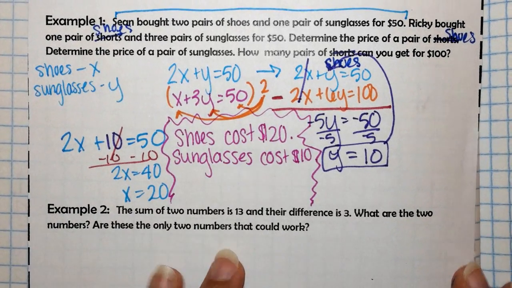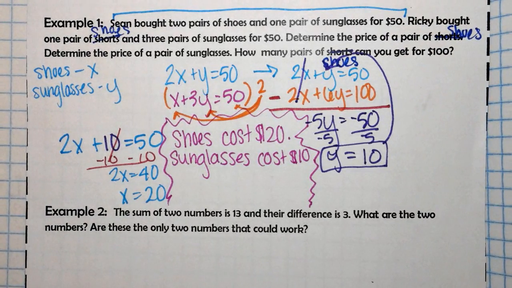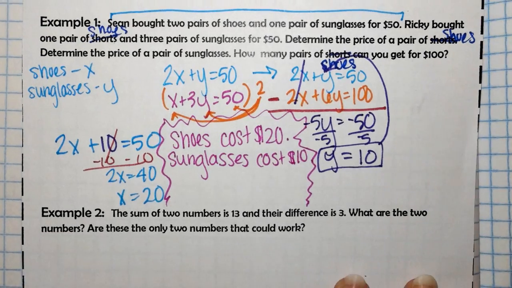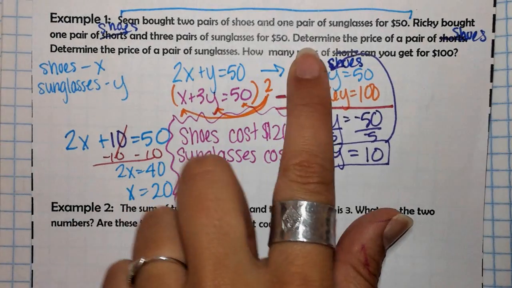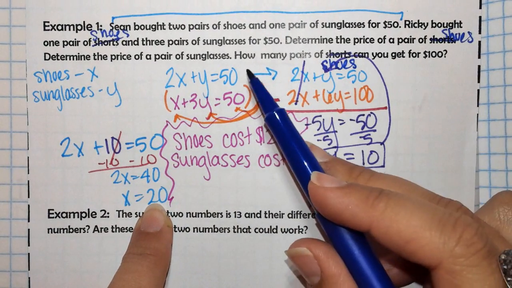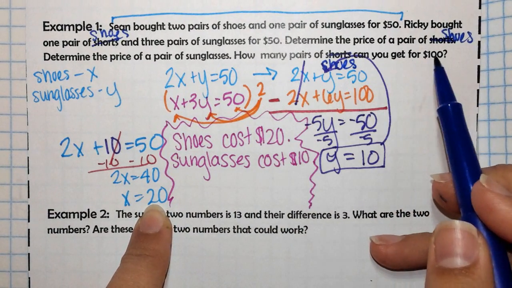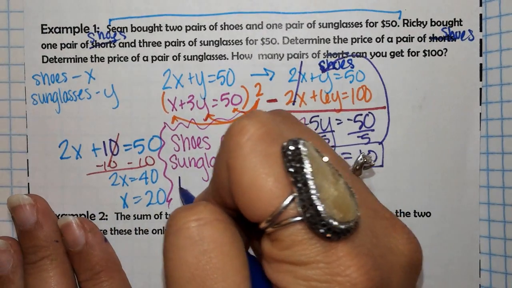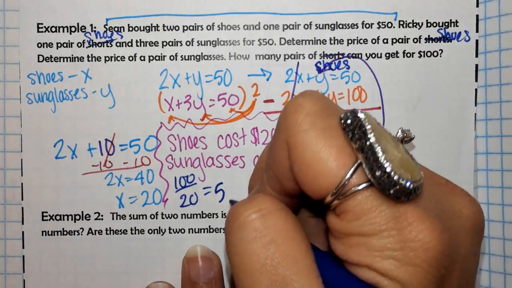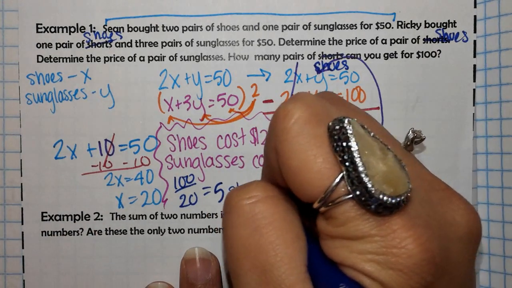You just do 100 divided by 20. Shoes cost $20, and it's asking us how many pairs of shoes you can get for $100. So you would do 100 divided by 20, and that gives us 5 pairs of shoes.